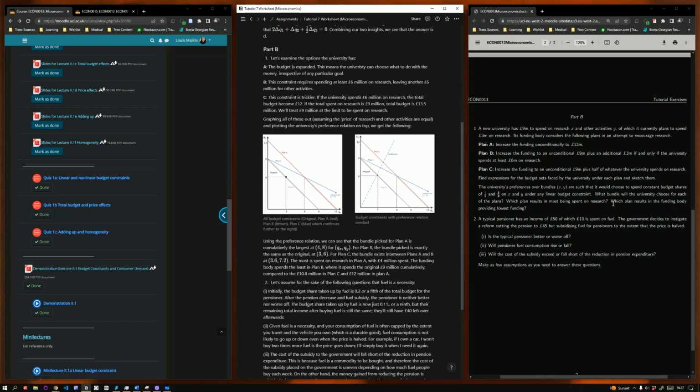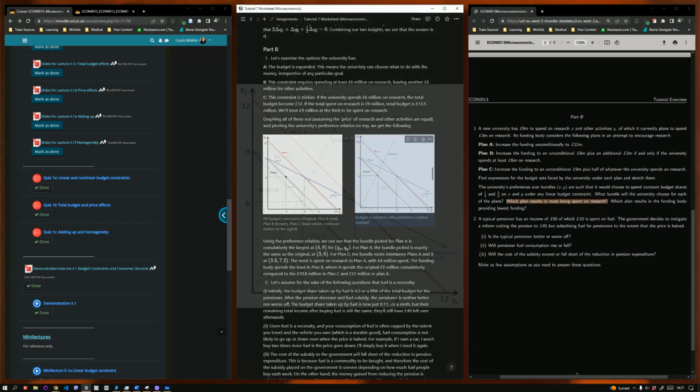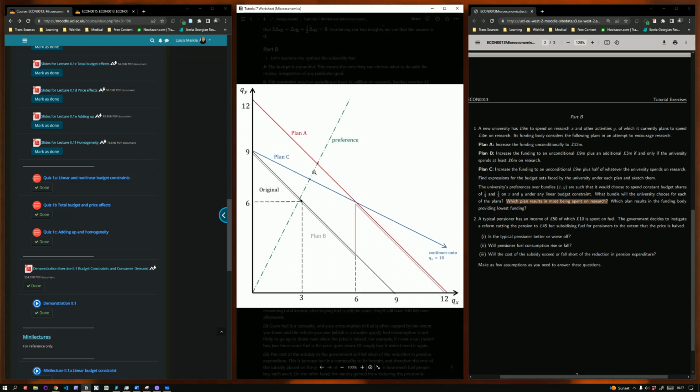Okay, so first of all, let's see which plan results in the most being spent on research. Well, it's fairly obvious. The furthest to the right will be the one most spent on research, which is Plan A. They're spending about 4 million on research.